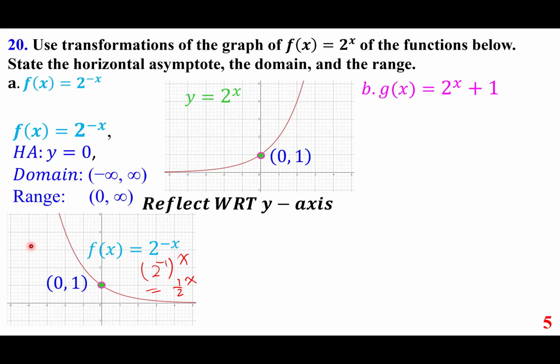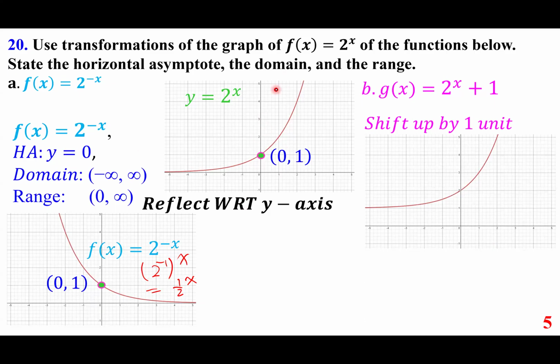Now, we want to graph g of x equals 2 to the power of x, this function, plus 1. So that means shifted up by 1 unit. So if I take it 1 unit, what happens? This shifts up by 1. The horizontal asymptote goes up by 1. So we have this horizontal asymptote. This is y equals 2 to the power of x plus 1. This is the horizontal asymptote. And this is the new location of the y-intercept. So this was located at 0, 1. Now this is located at 0, 2. Horizontal asymptote was y equal to 0. Now y equals 1.